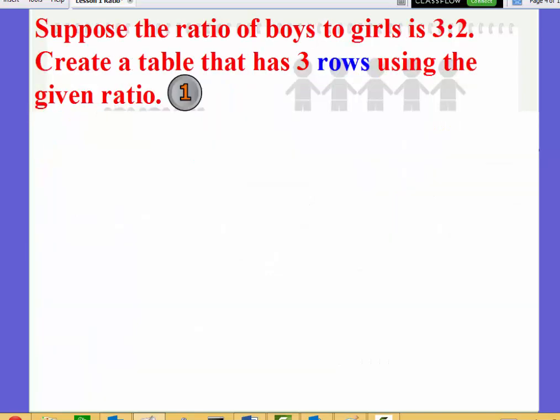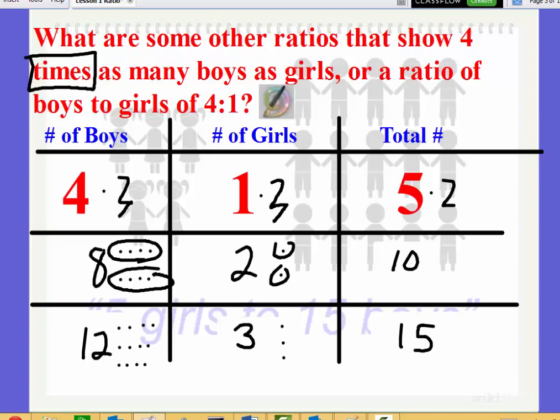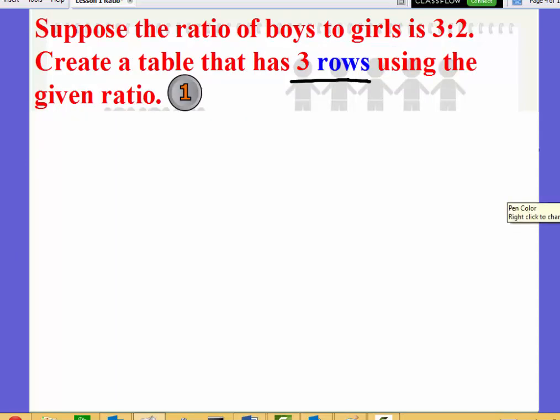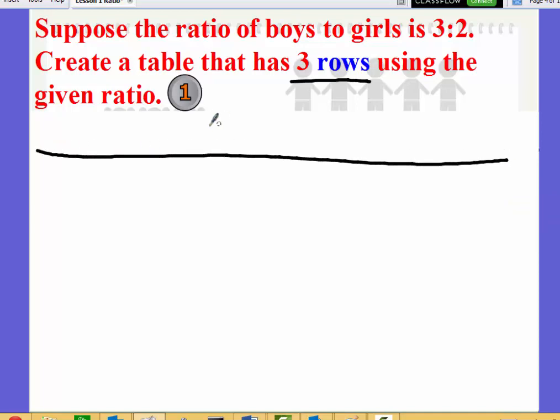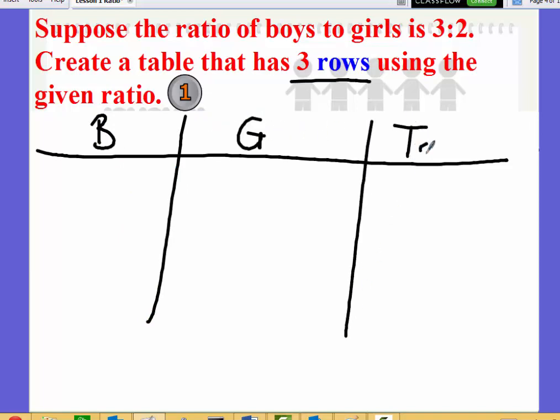Let's check our next one. Suppose the ratio of boys to girls is 3 to 1. Create a table that has 3 rows using the given ratio. So remember, a row, here's 1 row, 2 rows, 3 rows. My rows are up and down. So I need to create a table that has 3 rows. So let's start there before we even get to the problem. I'm going to have boys, girls, and then this one's just going to be my total.